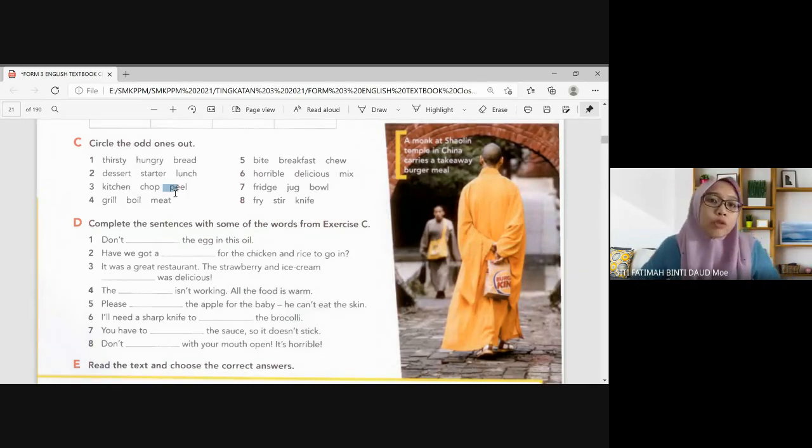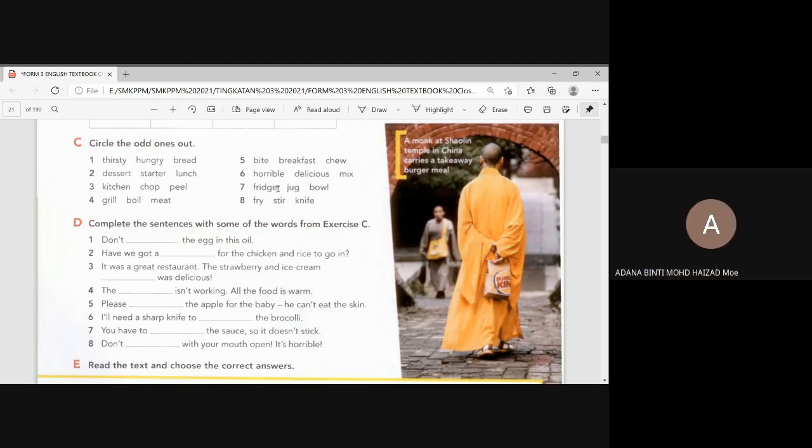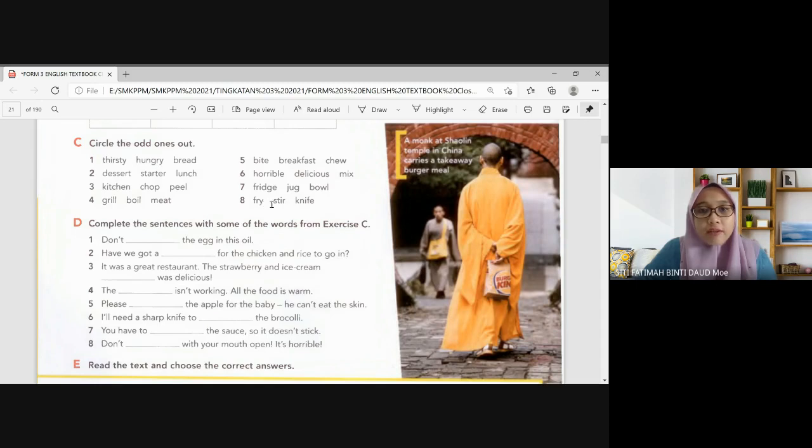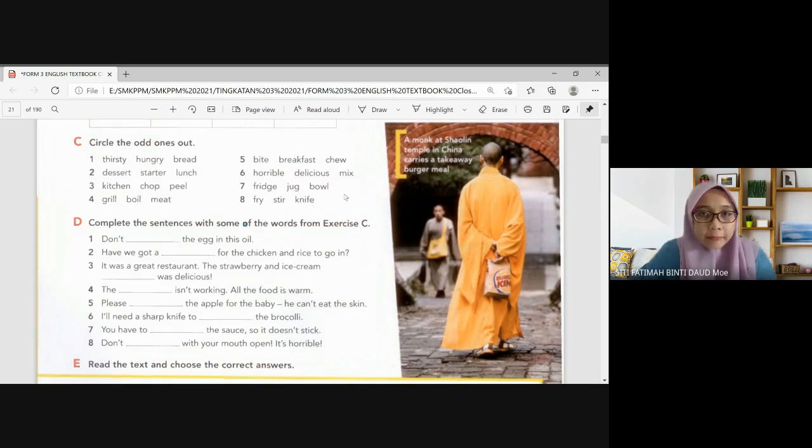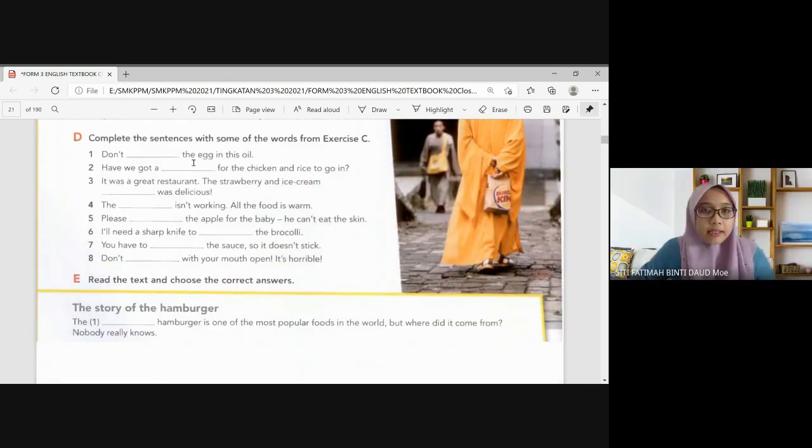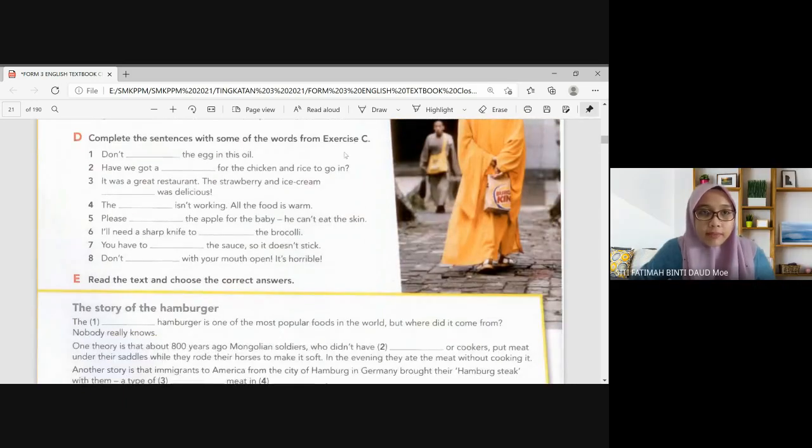And then peel, kupas. Grill, boil, didih, meat. Bite, breakfast, chew. Horrible, chew means kunyah eh. Horrible, teruk lah. Delicious, mix, campur, fridge. Peti ais, jug, bowl, fry. Fry is goreng, stir is gaul eh. Kacau. Stir is gaul, kacau. And knife is pisau. Okay, so which one is the circle one dalam kumpulan dia? You circle it, the odd ones out. Okay, understand? Understand.